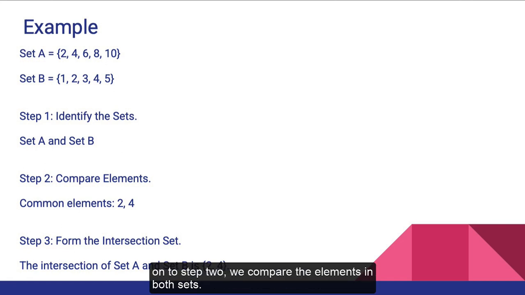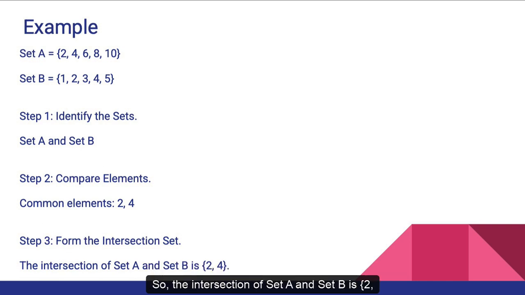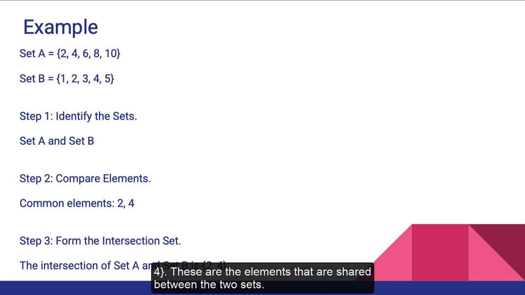Moving on to step 2, we compare the elements in both sets. Our goal is to identify the elements that appear in both sets. Finally, in step 3, we collect the common elements. In this case, the common elements are 2 and 4. We write them inside curly braces to form the intersection set. So, the intersection of set A and set B is {2, 4}. These are the elements that are shared between the two sets.